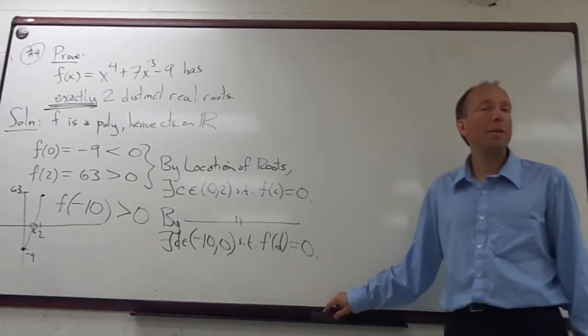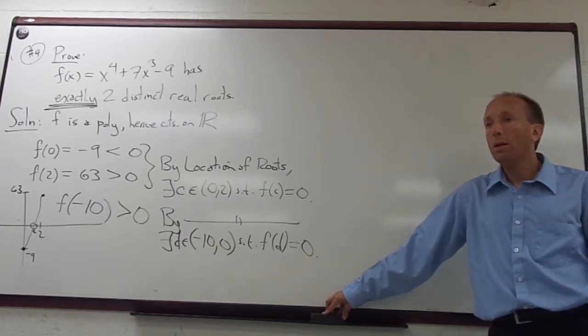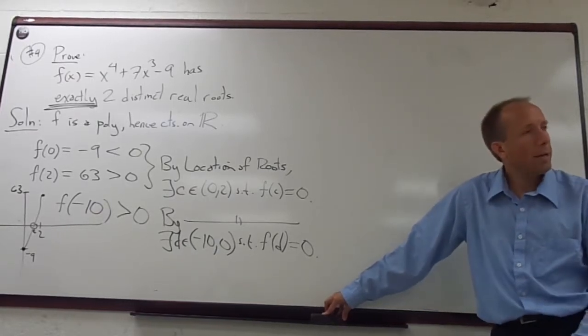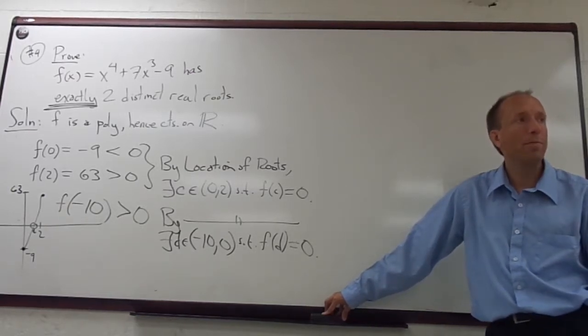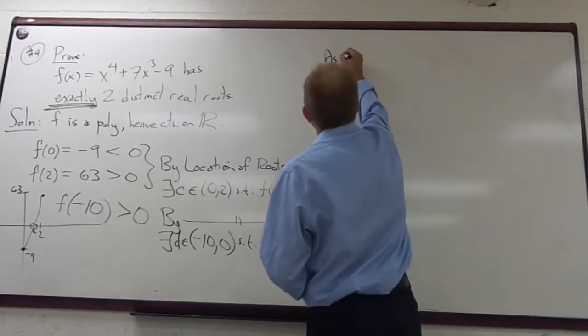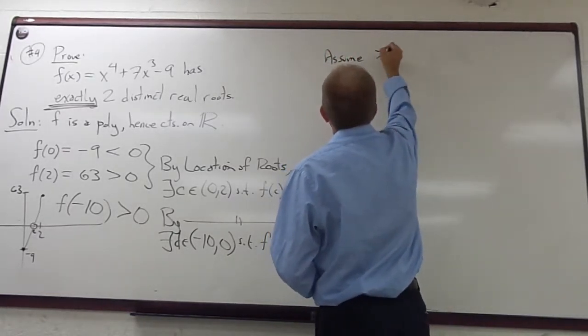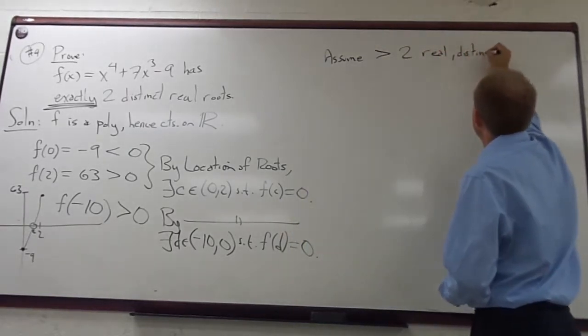Ah, you're thinking about Rolle's theorem and the mean value theorem. What gets you thinking about that? I remember doing it in calculus. Oh, you've done problems like this before. Yeah, you assume that there's 3 real roots and then you use contradiction to show that. Okay. Assume more than 2 real distinct roots.